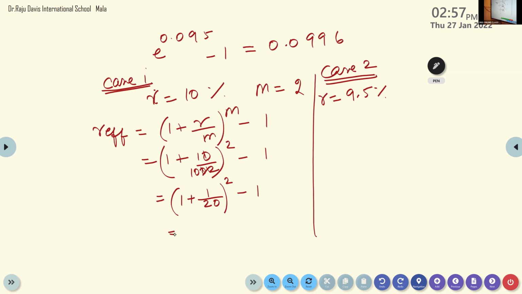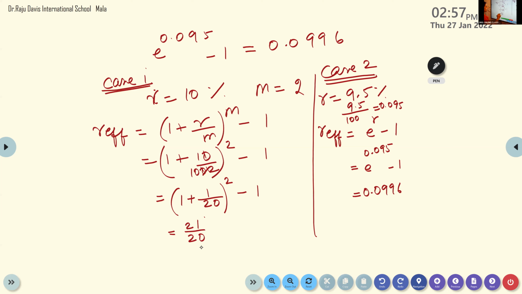In the second case, it is continuous. In that case, R_eff is equal to e raised to r, minus 1. So 9.5% means 0.095, and this value only is given there, 0.0996. Here we have to calculate 1 plus 1 by 20, that is 21 by 20, the whole square, minus 1.